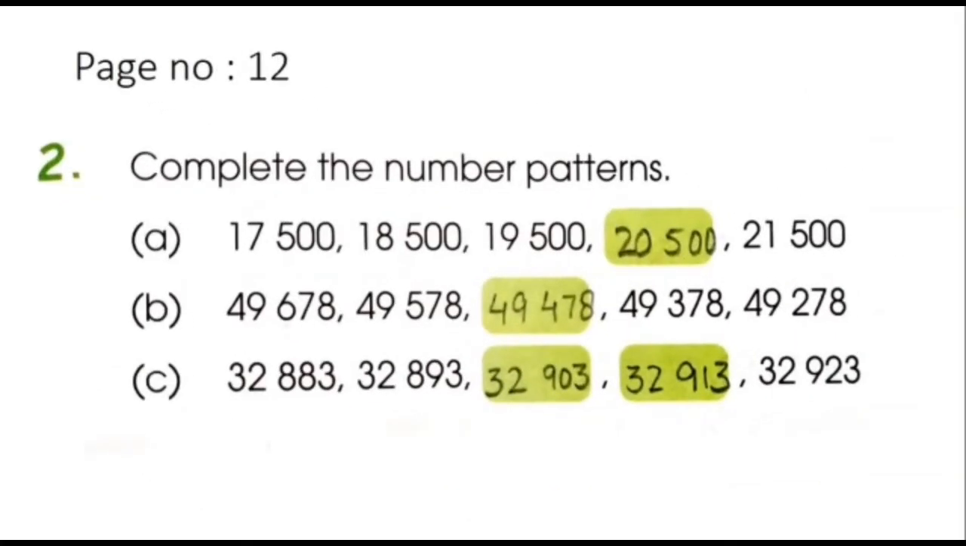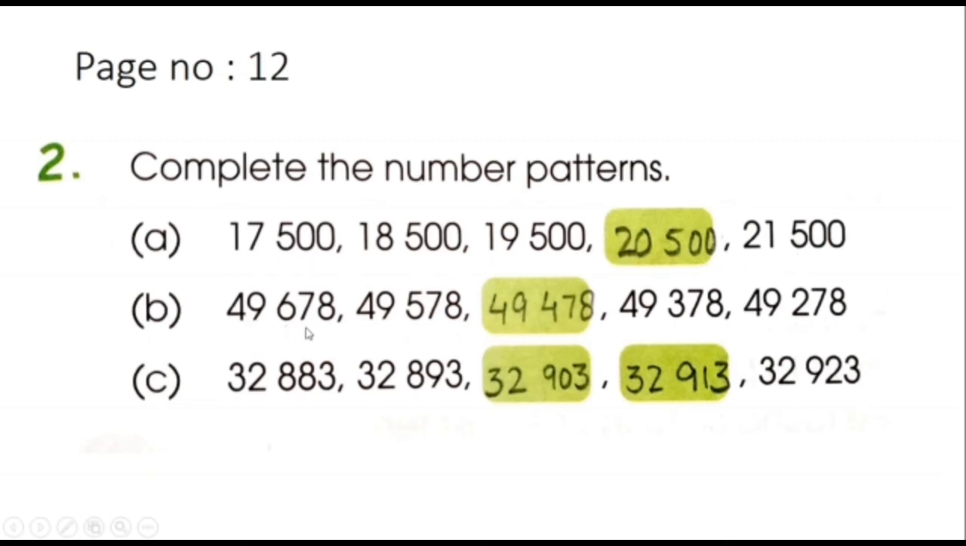Okay, now question number 2 of the same page number 12 is complete the number patterns. Now there are 3 parts, A, B and C. सबसे पहले आपने हमेशा ये ऑब्जर्व करना है कि नंबर पैटर्न फॉरवर्ड जा रहा है या बैकवर्ड जा रहा है. If it is moving forward means you have to do addition, and if it is moving backward then you have to do subtraction. Observe part number A, 17,500, 18,000, 19,000. It means it is moving forward, so definitely there will be addition. And then if you will add 1,000 more over here, then it will become 20,500 and then 21,500.